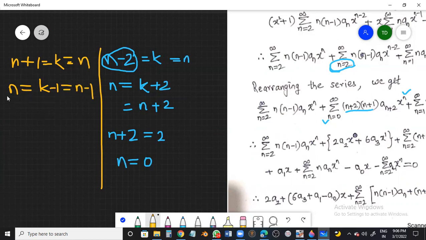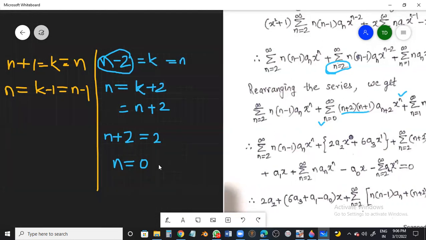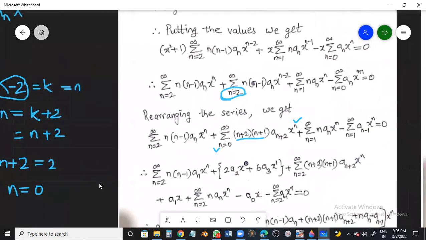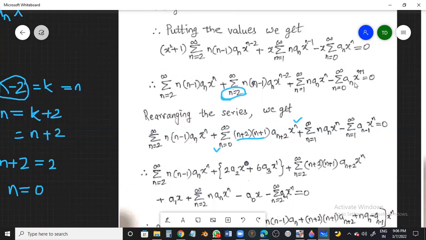So wherever there is n, I'm going to replace it by n minus 1. So let us see what has happened. If I put n as n minus 1, I got here n minus 1. If I put n as n minus 1 here, it becomes n that I got. And here in place of n, if I put n minus 1, it becomes n equal to 1. So I hope all of you agree with me.